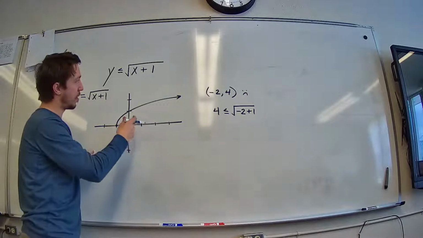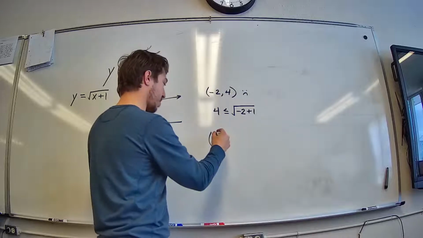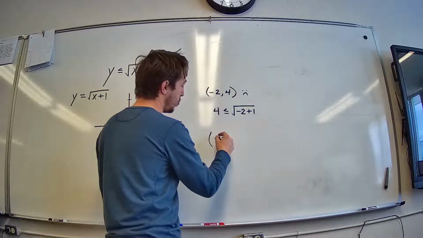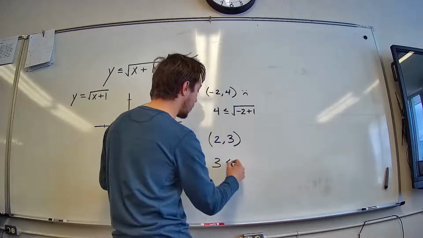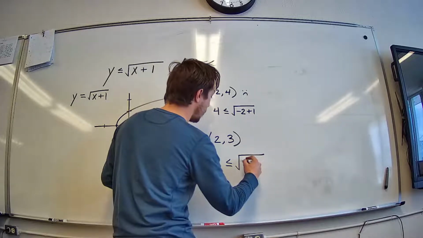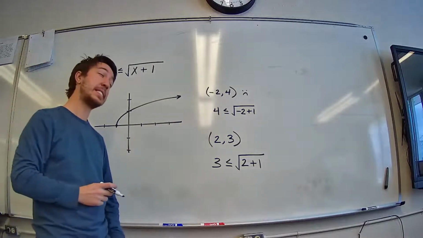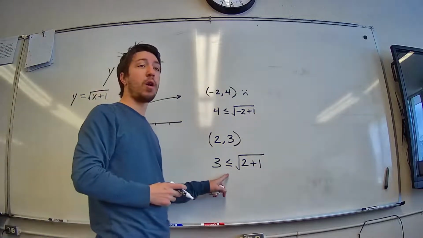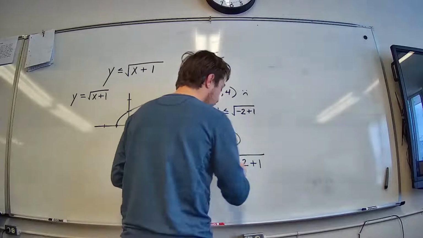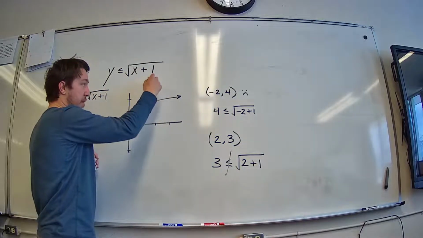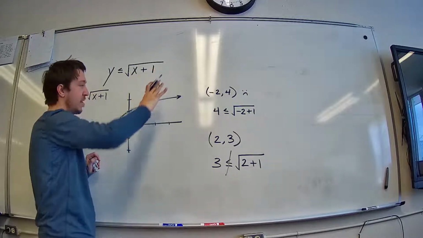Let's try plugging in a point like, how about 2, 3? And see if that works. Is 3 less than or equal to the square root of 2 plus 1? Is that true or false? No, it's bigger than. Yeah, 3 is not smaller than its own square root, right? The square root of 3 is like 1 point something, right? So this is not true. So 2, 3 lives up here. So this zone, bad.